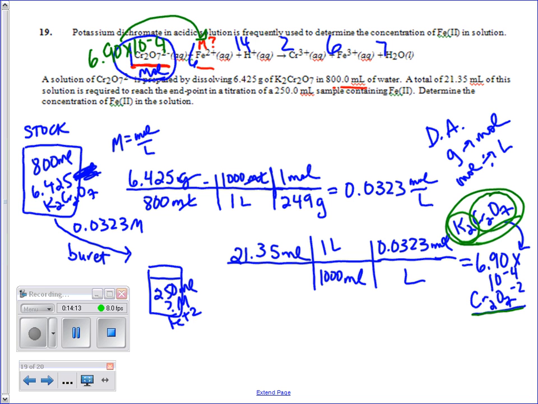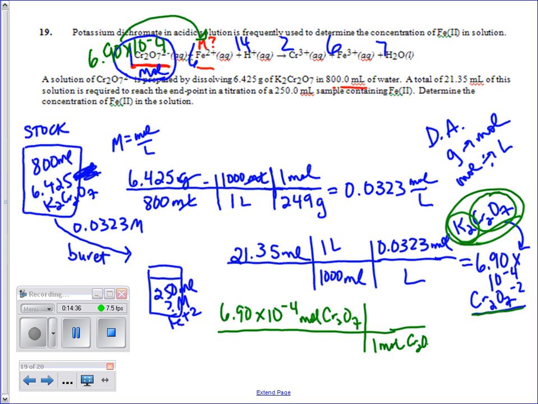This just becomes a normal stoichiometry problem now. We have moles of known. We've got to get to the moles of our unknown through dimensional analysis. So 6.90 times 10 to the negative 4th moles of Cr2O7 negative 2. Through our balanced equation, you guys saw that for every 1 mole of the dichromate, let's not forget our negative 2's, we have 6 moles of Fe plus 2, which gives me 0.00414 moles of Fe plus 2.